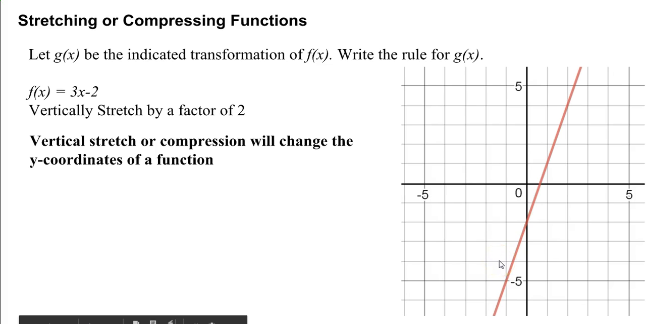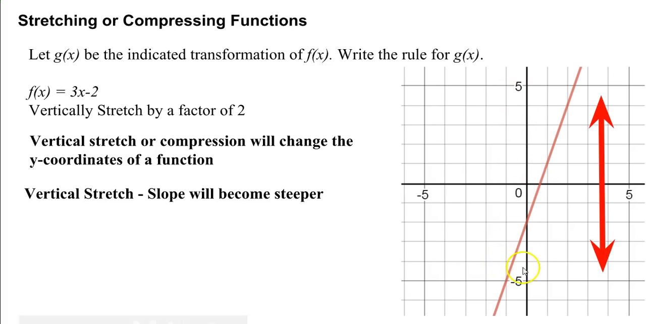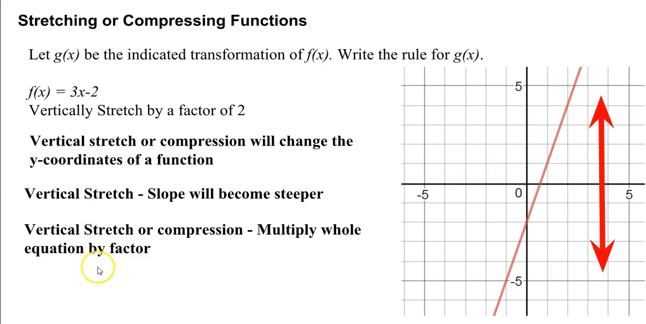And what's going to happen to our slope? It's going to become steeper because we're pulling it away. So it's going to be, when we're going up, it's going to become a little bit closer to the y-axis there. So with a vertical stretch or compression, we're going to multiply the whole equation by the factor. Since we're changing the y-coordinate, the whole equation is going to be multiplied by our factor.